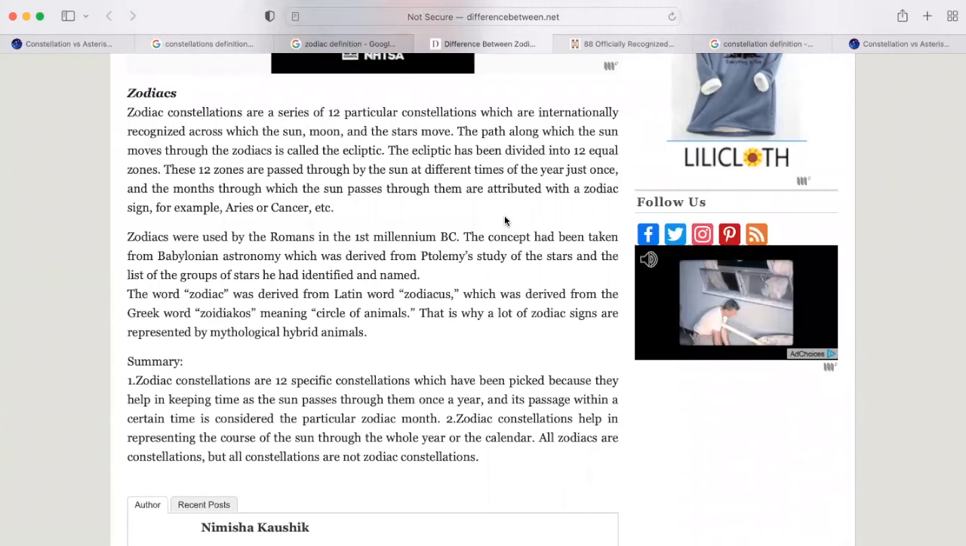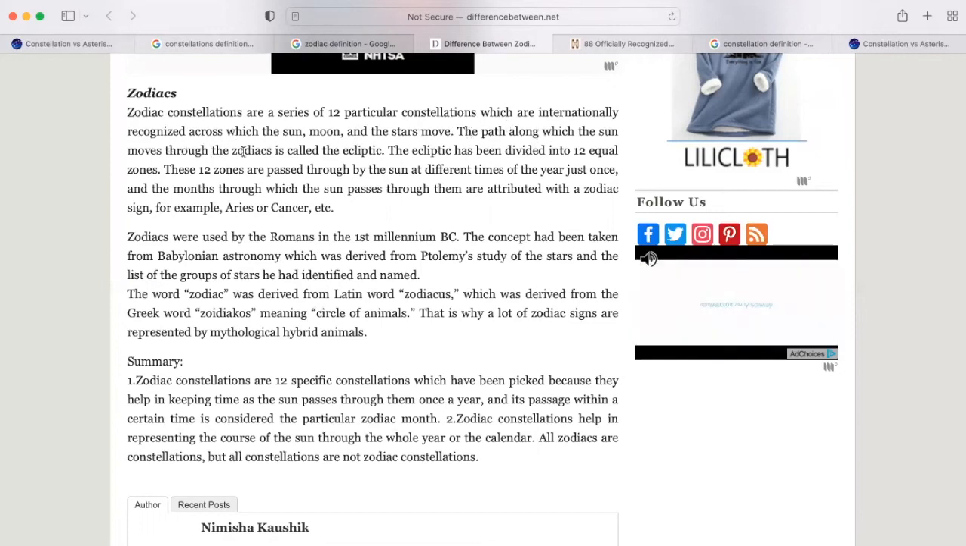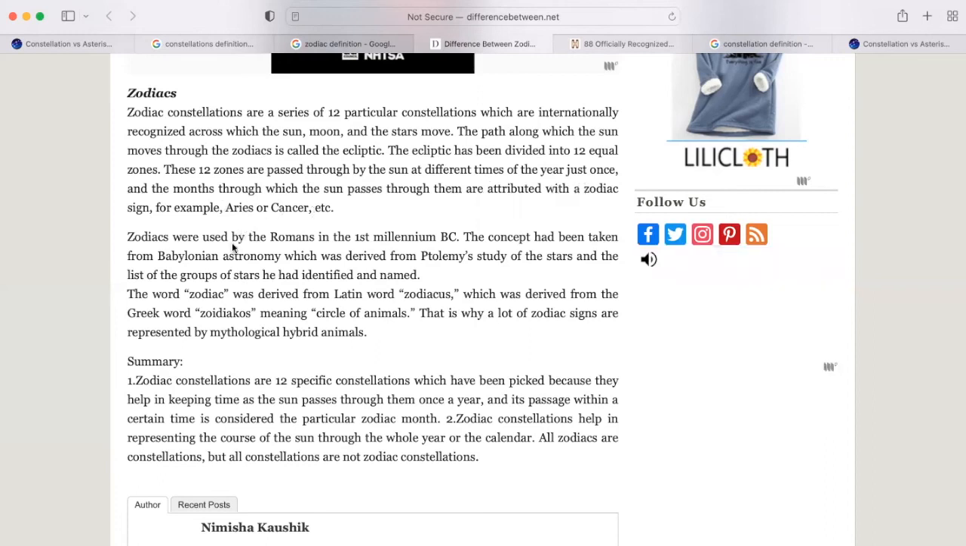So under Zodiacs, it says Zodiac constellations are a series of 12 particular constellations which are internationally recognized, across which the sun, moon, and the stars move. The path along which the sun moves through the zodiacs is called the ecliptic. The ecliptic has been divided into 12 equal zones. These 12 zones are passed through by the sun at different times of the year just once, and the months through which the sun passes through them are attributed with a zodiac sign, for example, Aries or Cancer, etc.